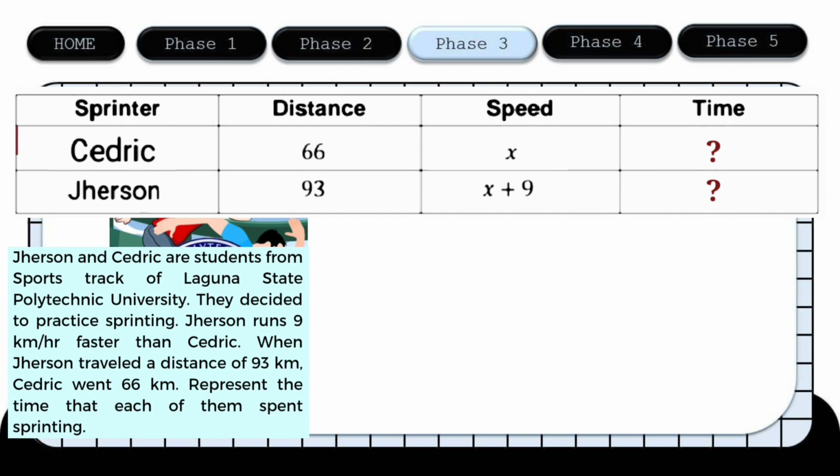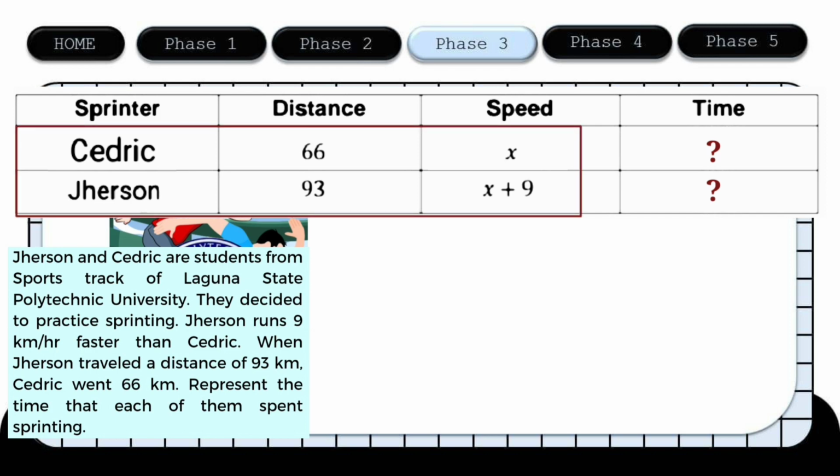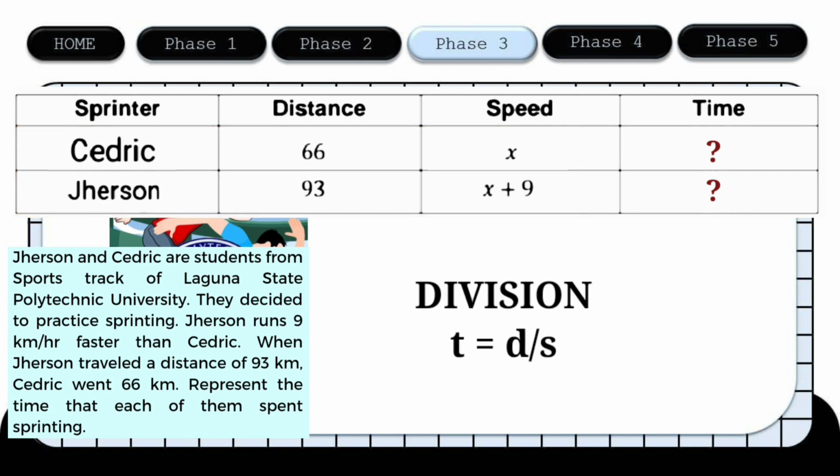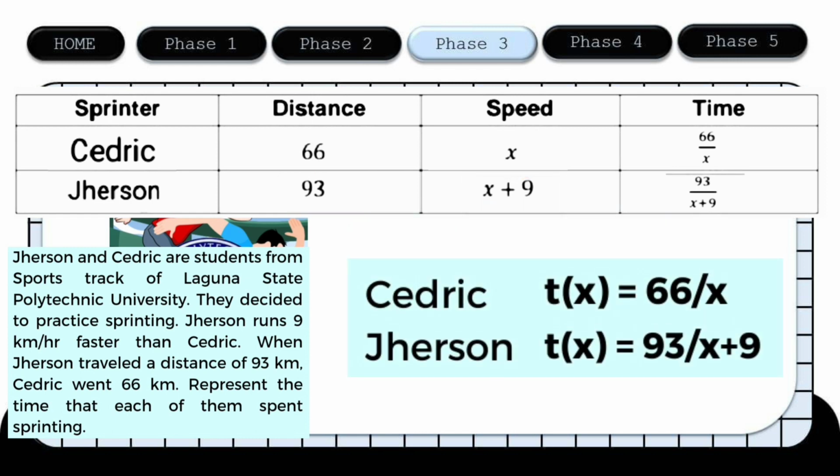Since nandito na nga ang ating data naka-table, ang ating gagamitin na operation is division. Dahil nga ang ating sinusunod na formula is time is equal to distance over speed. At para makuha natin yung time dito, simple lang. For Cedric, we have distance over speed, so 66 over x. And for Gerson, distance over speed, so 93 over x plus 9. And that's it. Pinapa-represent lang naman sa atin kung ano yung time for the both of them.